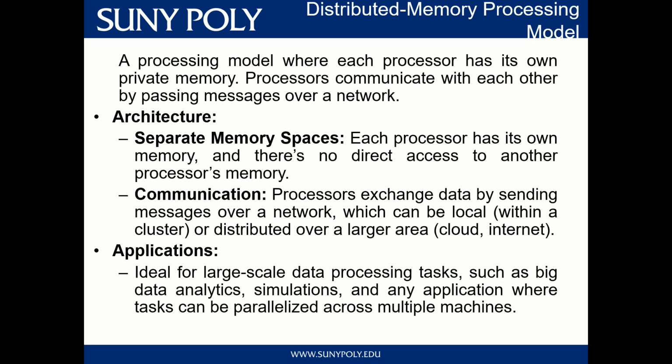All right, now let's talk about the distributed memory processing model. In this one, each processor has its own private memory, and the processors communicate with each other by passing messages over the network. So this is when you have multiple machines. In the architecture here, you have separate memory spaces. And the application, this is ideal for large-scale data processing tasks.